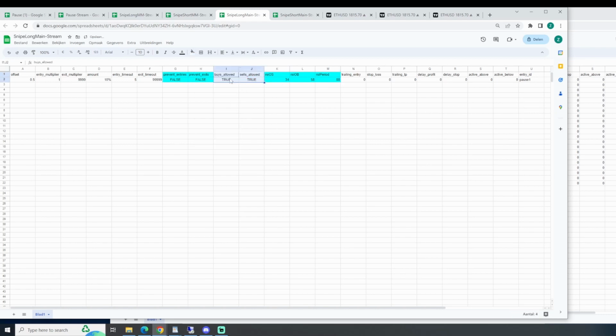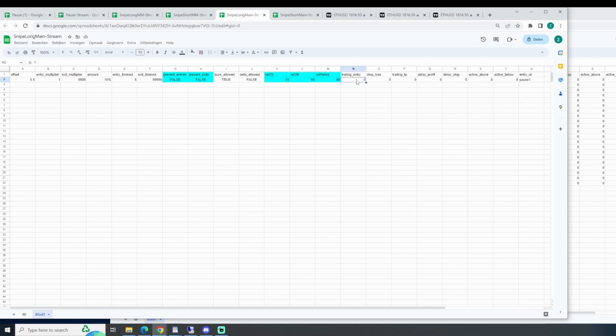These are asking us, would you like this agent to buy or to sell? Both of them are currently set to true, but this is the snipe long, so this one is only allowed to buy. So I'm setting the sells to false and the buys to true. These we can ignore. They have certain values, but they are set to false, so it will completely ignore all of these values here. So the blue we can completely ignore.